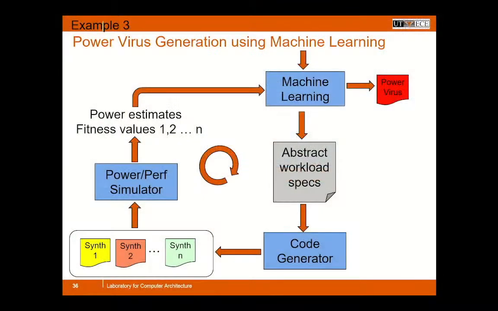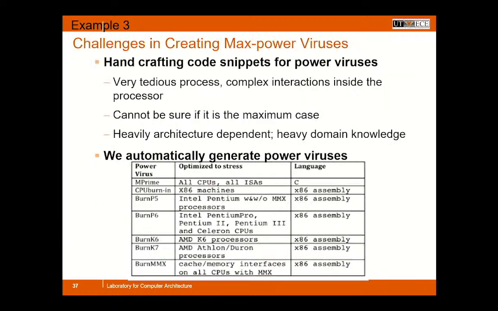Using that new set of knob values, you generate another code, feed it in, and go a few iterations, and you can come up with a possible stress mark. When you look at stress marks used in industry, most of them are basically x86 assembly based. Intel has these kinds of programs and AMD has these kinds of programs. They are all using assembly language, because if you write in C, by the time you compile, you don't know exactly what you are getting.